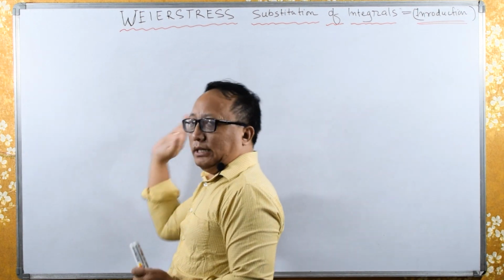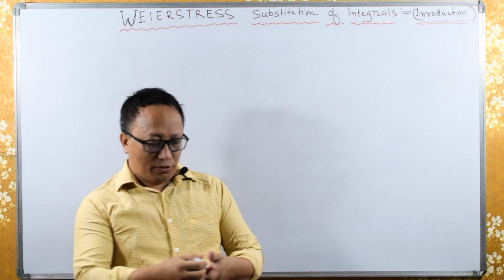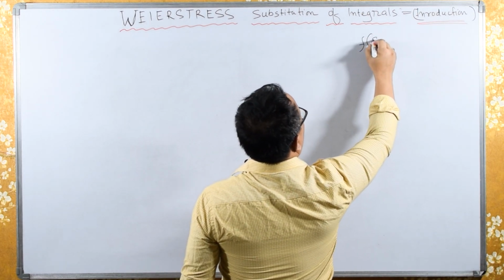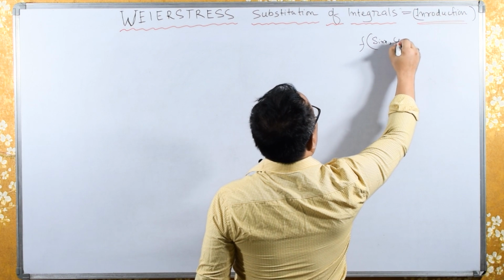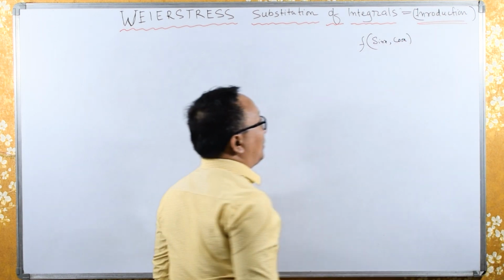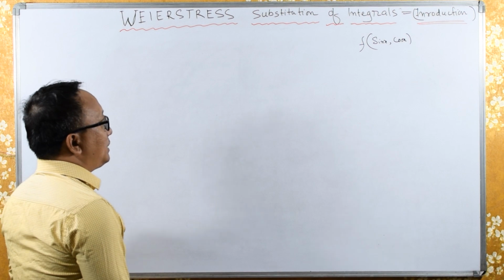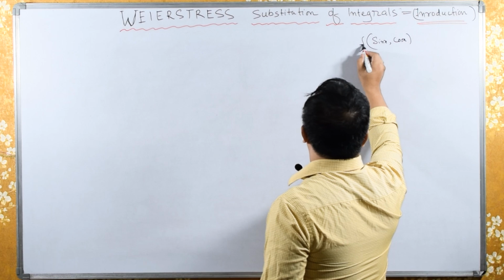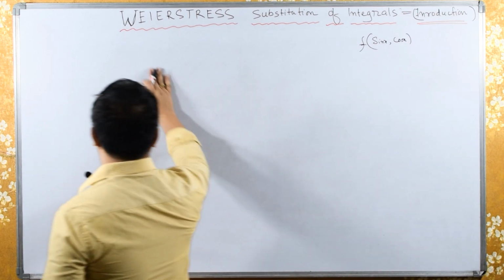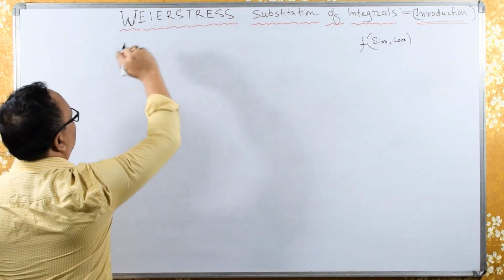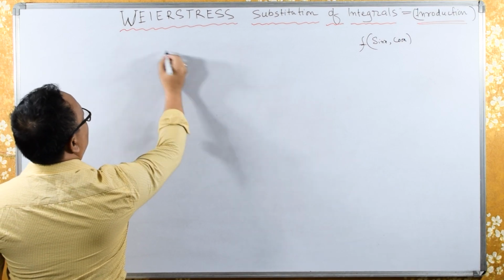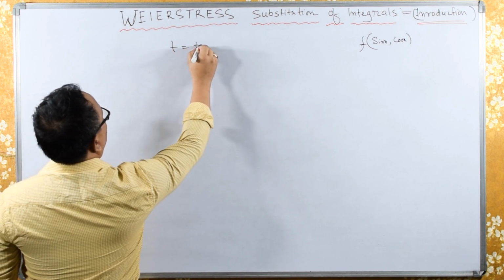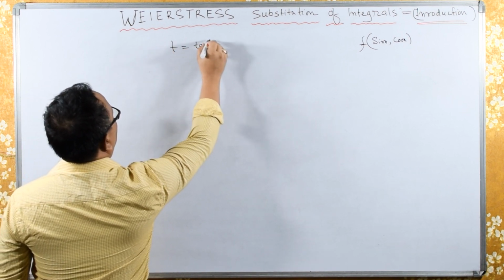In this integral, the function is either sin x or cos x, or it may be both. In these types of functions, if it is somehow difficult to solve the integral, then we have to use this type of standard substitution. These are all standard substitutions. In this substitution, we substitute t equals tan of x upon 2, the half angle.